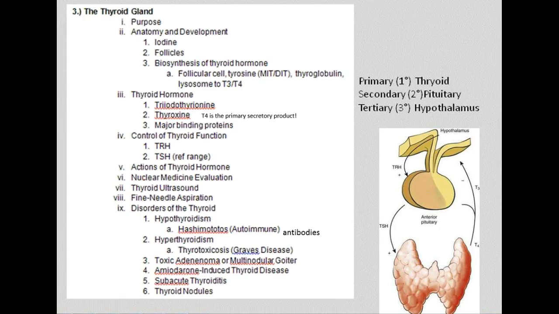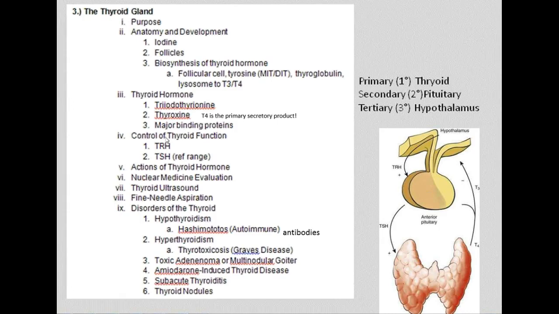Now, you need iodine to make thyroid hormone, okay? It's made in the follicle of the thyroid itself, which is found in your neck. It goes to the follicular cell, to tyrosine, monoiodotyrosine, diiodotyrosine, to thyroglobulin, and then a lysosome converts it to T3 or T4. So here's what's really important. Triiodothyronine is T3. Thyroxine is T4. T4 is the primary secretory product of the thyroid. When I go to the doctor and get my thyroid tested, I get a TSH and a T4.